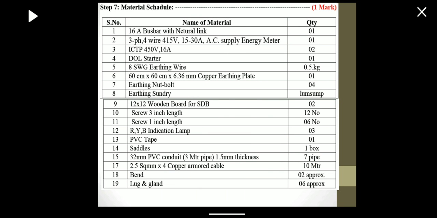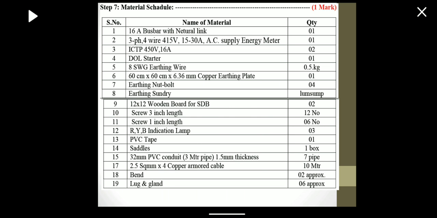Then material schedule. So for this, a 16 ampere bus bar with neutral link, we want 1. Then a 3-phase 4 wire 415 volt 15 to 30 ampere AC supply energy meter is used, 1. Then ICTP 450 volt 16 ampere is 2. And then a DOL starter is required because it is a small rating motor. So one quantity of DOL starter because of only one motor.